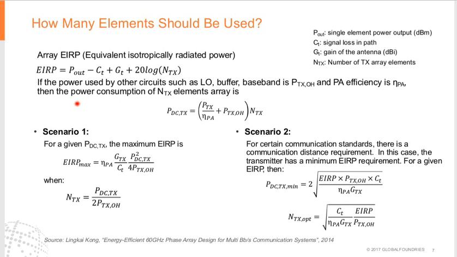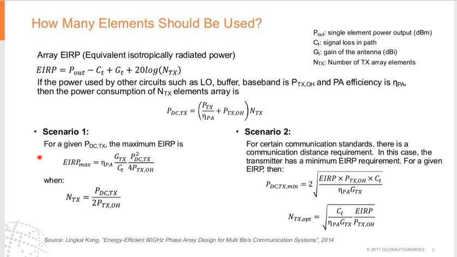If we assume the power consumption by other circuits except the PA is P_other, and the PA efficiency is beta PA, then the total system power consumption is equal to the PA power plus the other system power, times the number of elements. Okay, if we put this equation into the EIRP, we can calculate based on two scenarios.